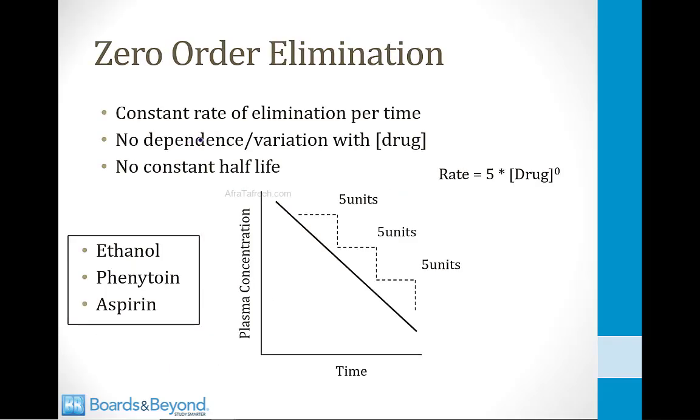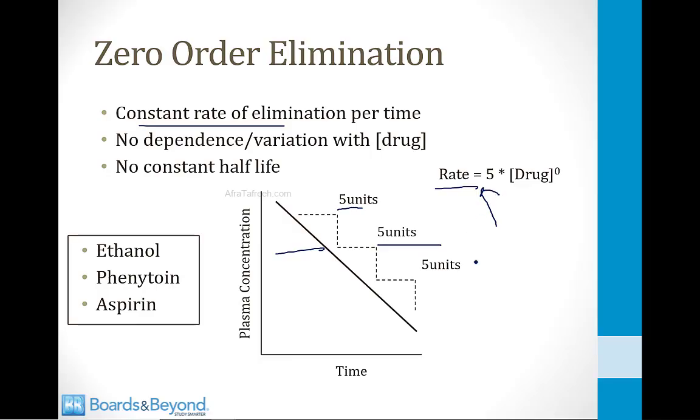In zero order elimination, there is a constant rate of elimination per time. If we look at this graph I've shown on the screen here, every time this much time goes by, 5 units of the drug is eliminated. It's constant, 5 units per unit time. For example, 5 units per hour.